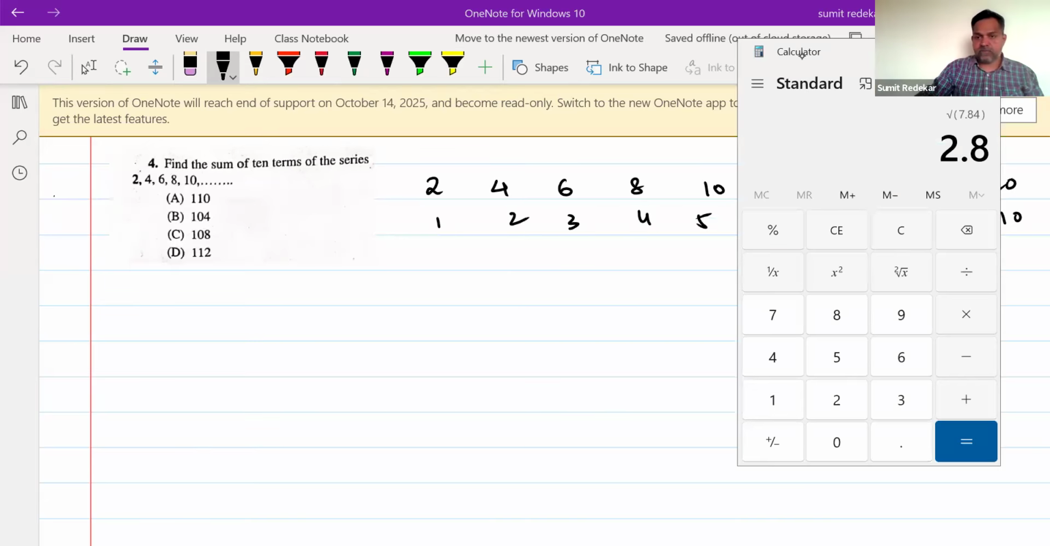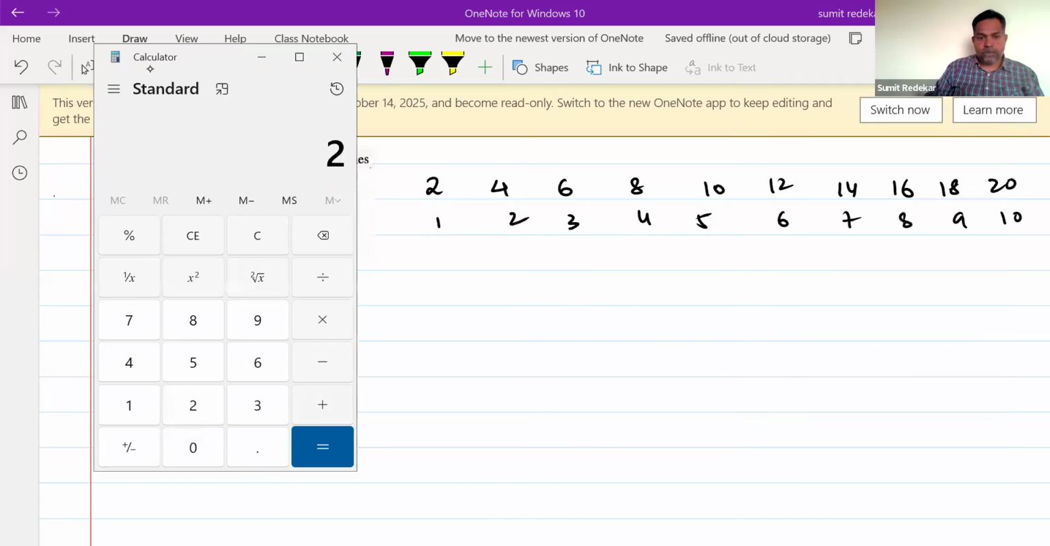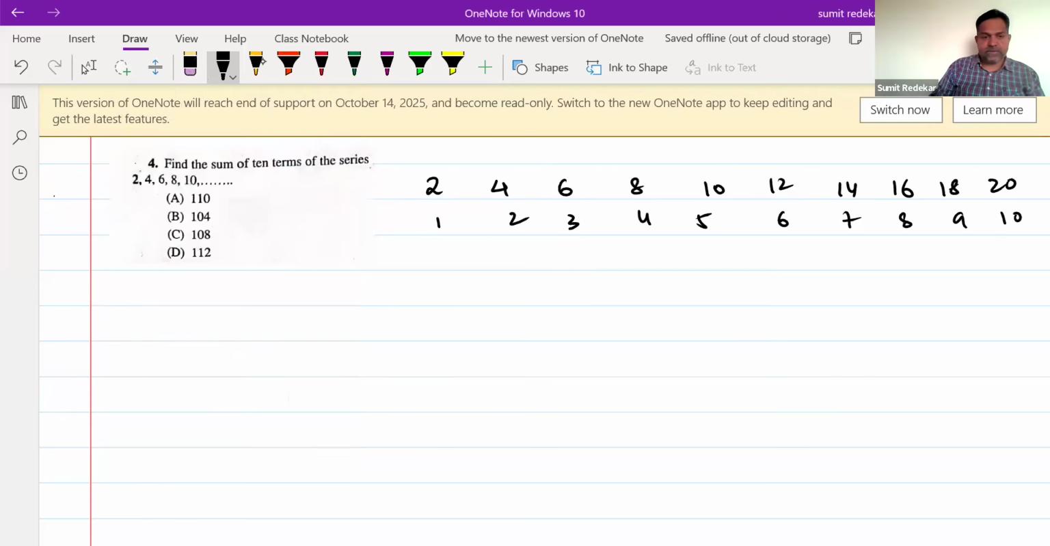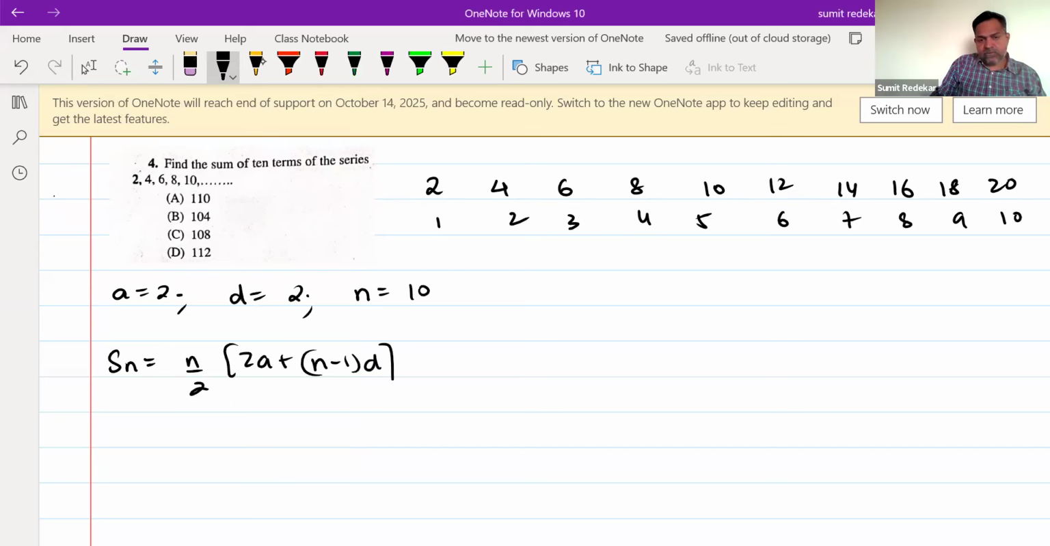तो if you add, this is going to be 2 + 4 + 6 + 8 + 10 + 12 + 14 + 16 + 18 and +20 adds up to 110, क्योंकि 10 ही terms हैं. और do it, a here is 2, the common difference here is 2, and you want me to add this up till 10 terms. So Sn for an AP is n by 2, 2a plus n minus 1 into d.